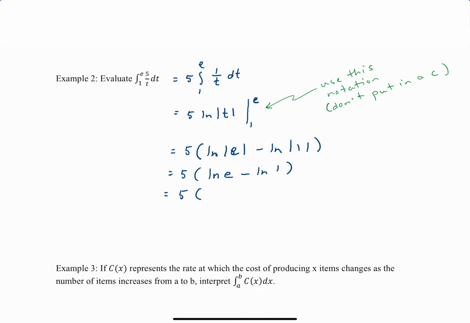What's the natural log of e? It's just 1. What's the natural log of 1? It's 0. So we wind up with 5 as our final answer.